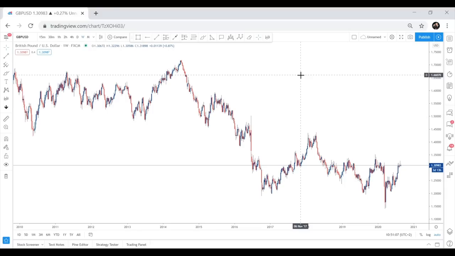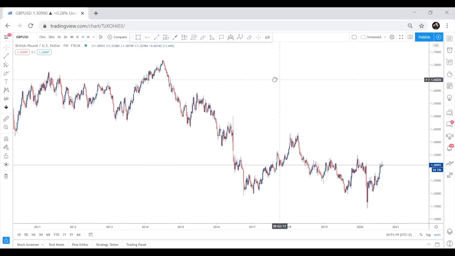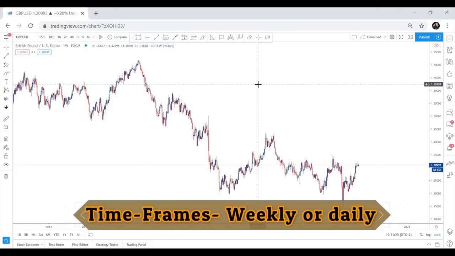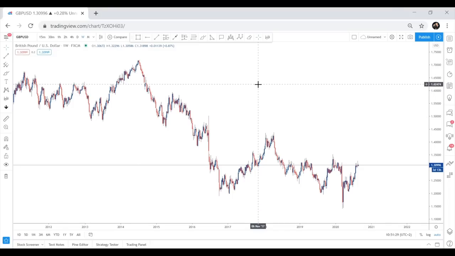We're going to make an example looking at GBP/USD, which is pound dollar. In pound dollar, we're going to determine the outer structures before we determine the inner structures. With the outer structures, we're looking at the bigger picture, which means the weekly time frame or the daily time frame. What's the bigger picture telling us? Are we in a bearish trend, or are we in a bullish trend? So let's cater for the outer structures.